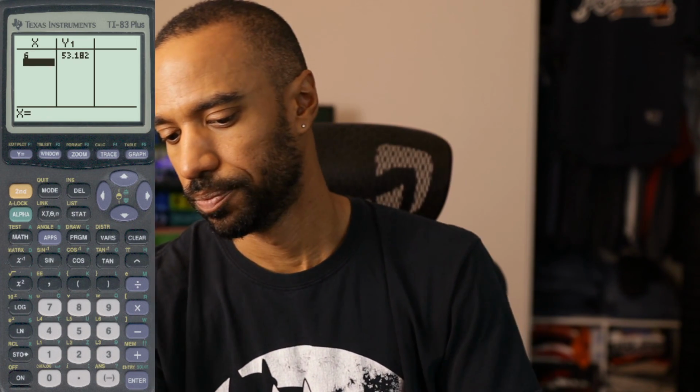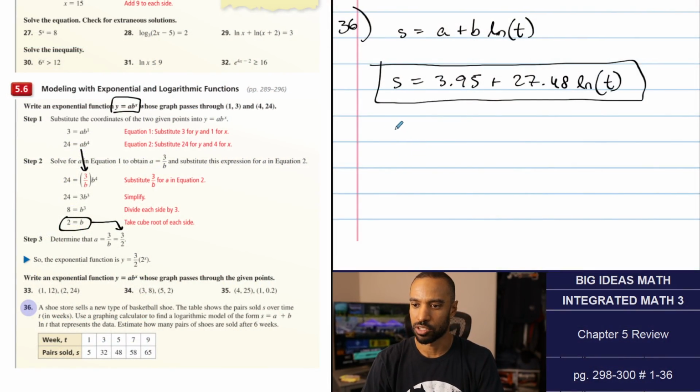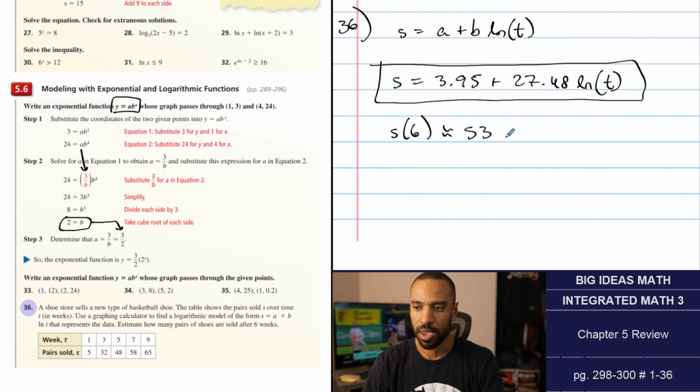Of course, how many pairs of shoes? I'll say 53. What I could also do is go to my table. If I go to ask, I can ask in the table and I can set it equal to 6 right here and find that same number, 53. So in this equation, we'll say S of 6 is around 53 pairs of shoes. 53 pairs of shoes. That's after 6 weeks.